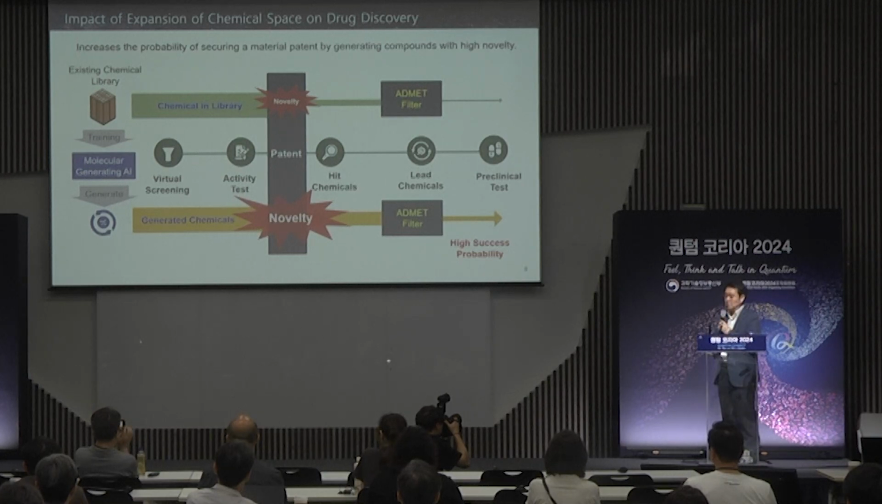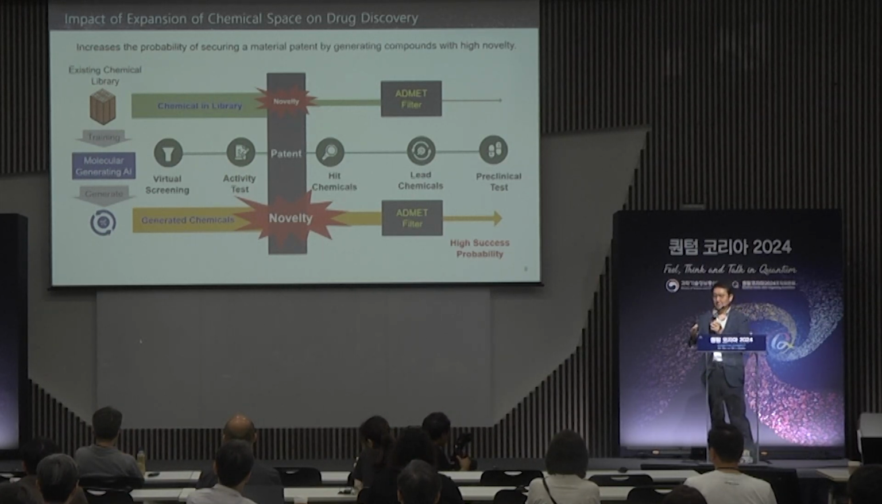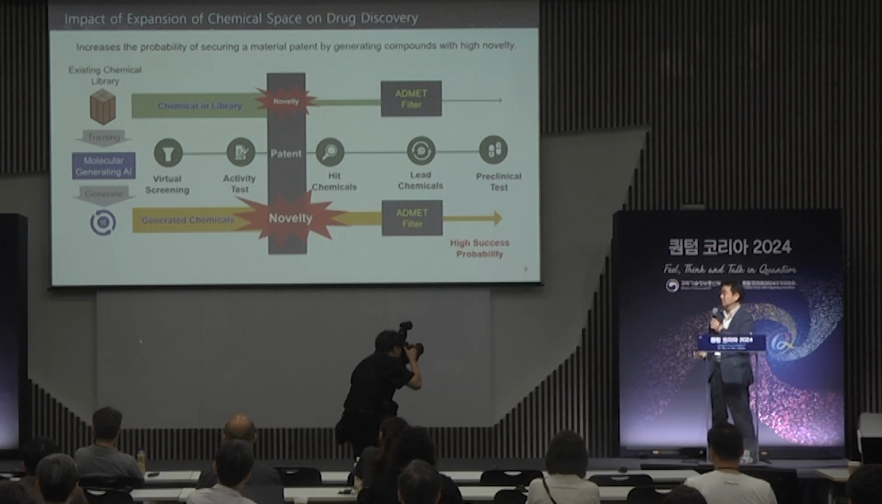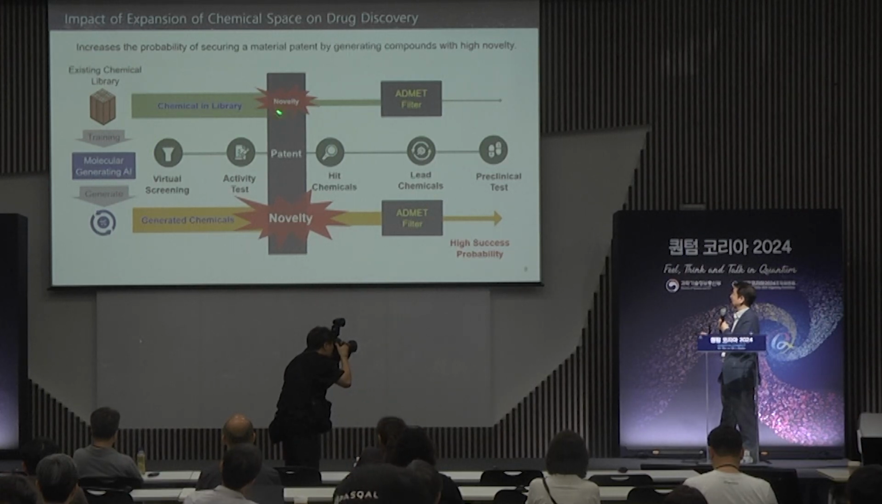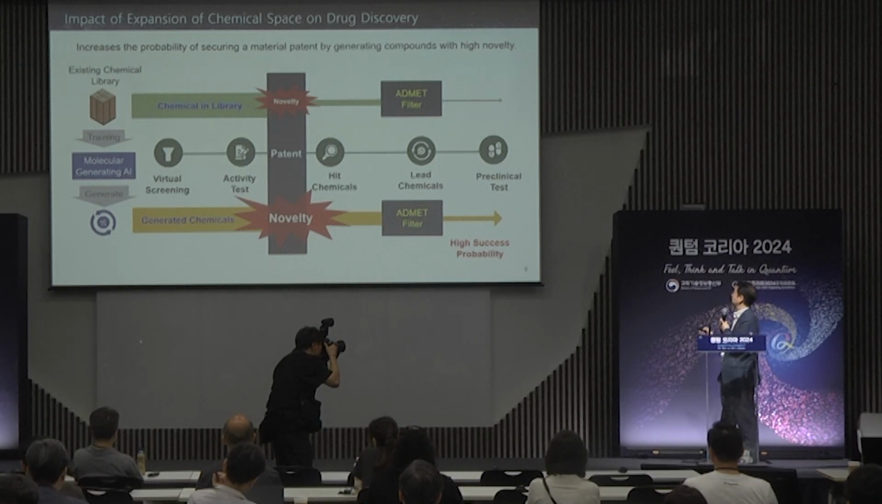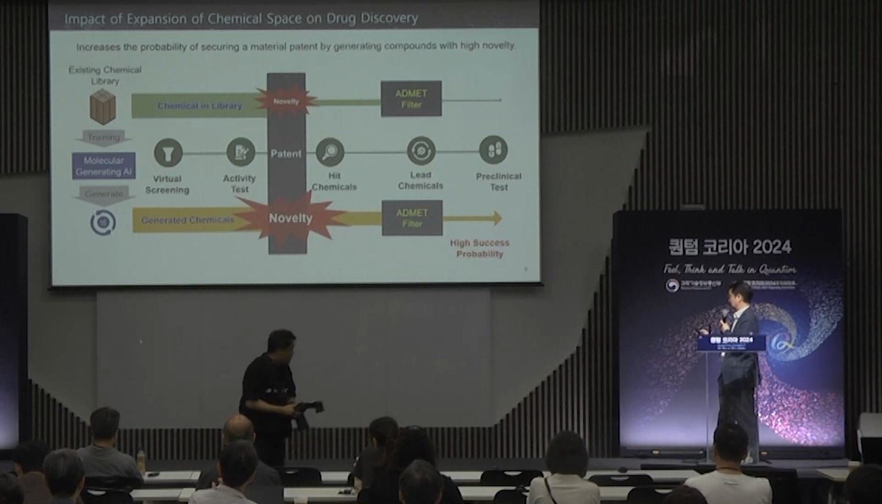This is why we should expand the chemical space. If we use the existing chemical library, it means the compound plus the knowledge around it. But if we use that, there's a problem in novelty. Also, if we filter with the additive properties, then only a few succeed.